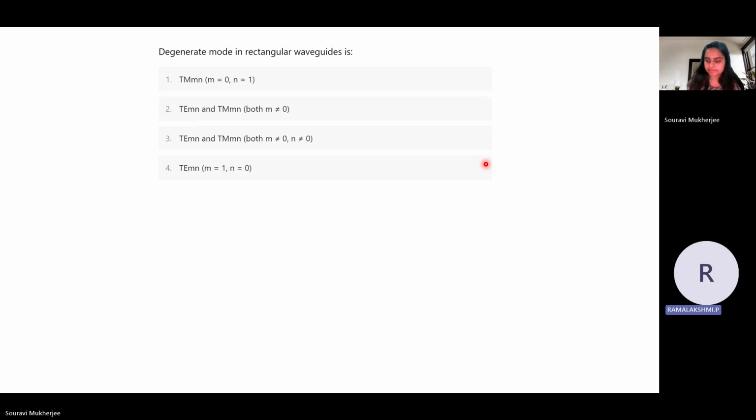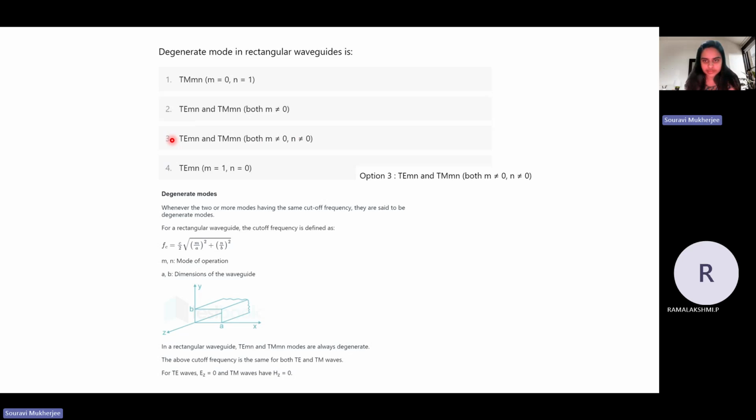That option, ma'am. Yes. So very good. So that's the answer, and this is because M and N both have to be non-zero, right? Because if any one of them goes to 0, the TM modes do not exist, right? So once both of them are non-zero, for a given value of M and N, whether it's TE or TM does not matter. The cutoff frequencies are the same, so they become degenerate. Okay, so the answer is third.